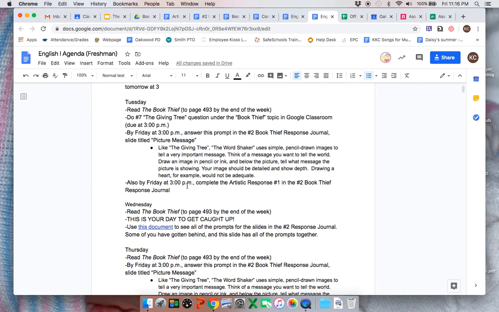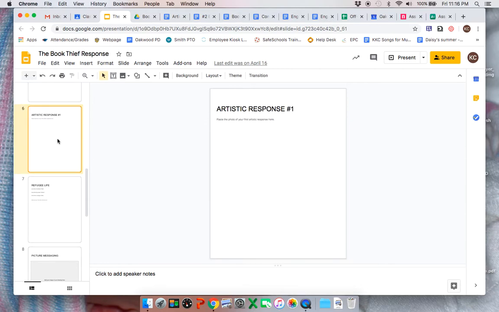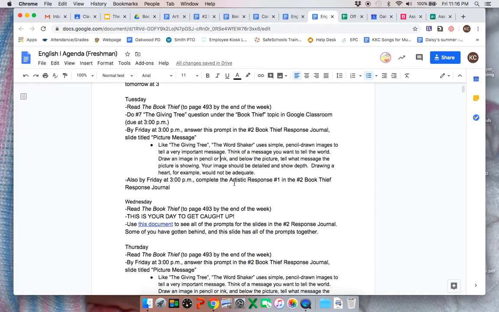Also due on Friday at 3 o'clock is the completion of artistic response number 1 in the number 2 Book Thief Response Journal. Well, where's that, Mr. Weaver? Where do I put that? You put that right here, the artistic response number 1. Well, where were the directions for that, Mr. Weaver? That's a great question. I'm going to get to that in just a second. Before I do, let's look at what else is due during the week.